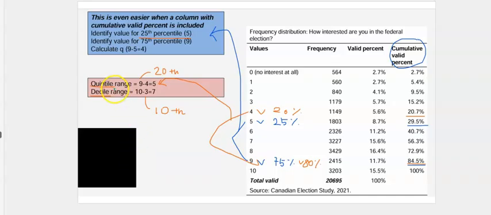So we use more the percentile and the quartile, so it's 25%, 50%, 75% like that. That is the most used. But this is the way you can see the cumulative valid percent to find the 25% and the 75%.